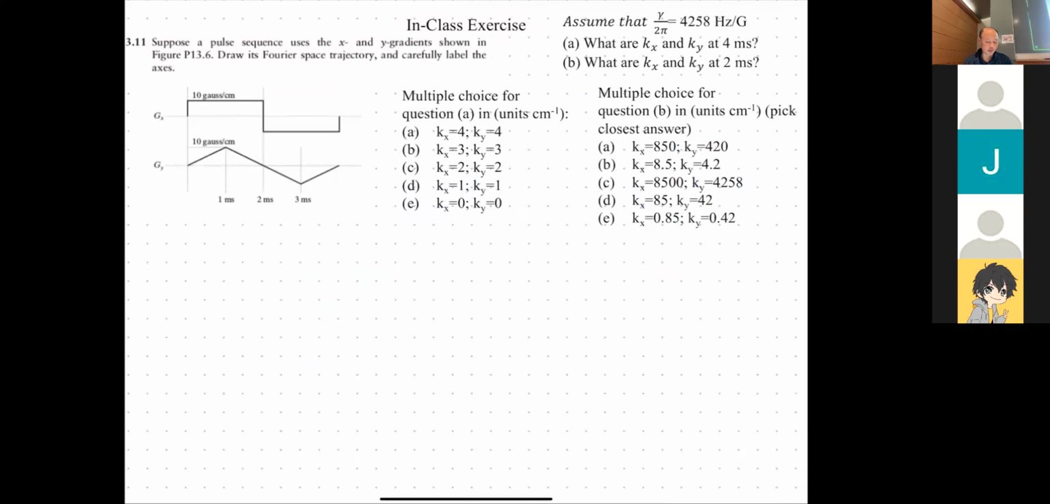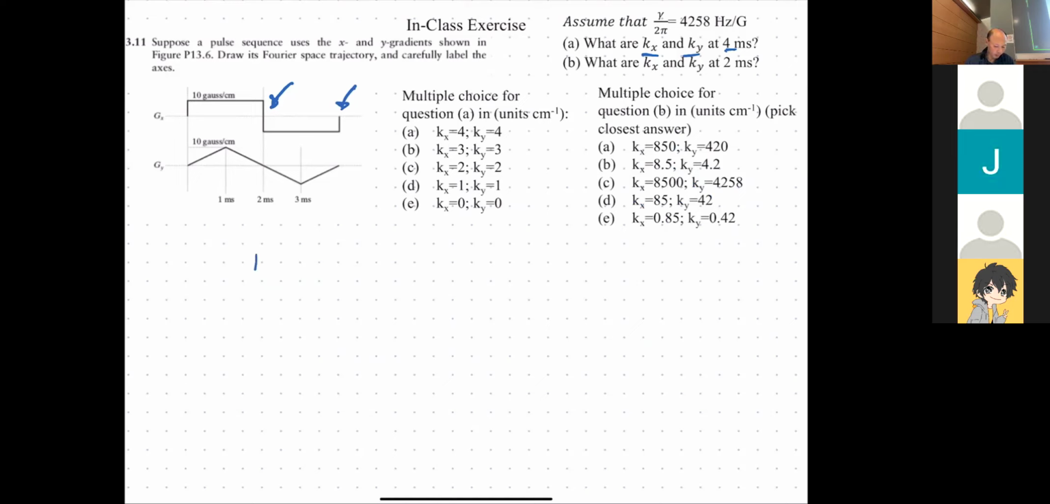This was the problem we looked at last time, with two gradients, gx and gy, and we were asked two questions: what are kx and ky at 4 milliseconds? I'm just going to walk through it to remind us. We'll use this as a review question in terms of how I would draw the k-space according to these gradients. And homework 5, which you are working on now, just has MATLAB things where you're doing the same thing in MATLAB.